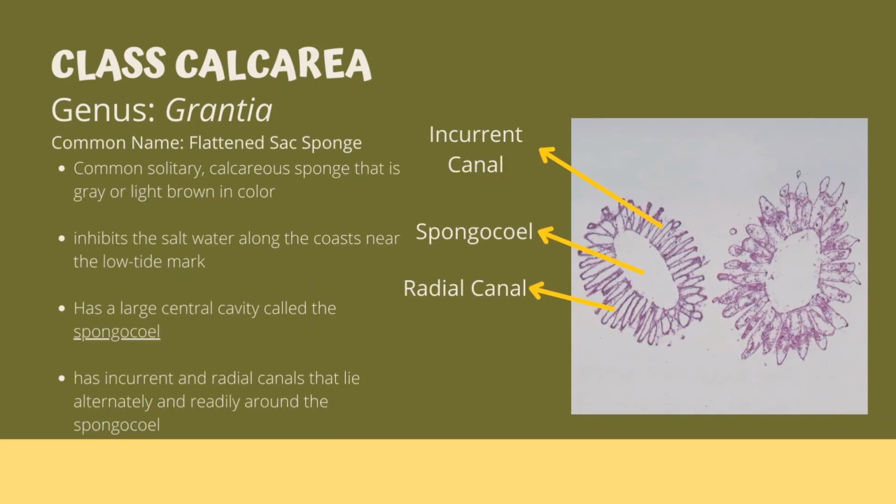The genus Grantia of class Calcarea is a common solitary calcareous sponge, gray or light brown in color, inhabiting the salt water along the coast near the low tide mark. It has a large central cavity called the spongiocele. It also has incurrent and radial canals that lie alternately and radially around the spongiocele.